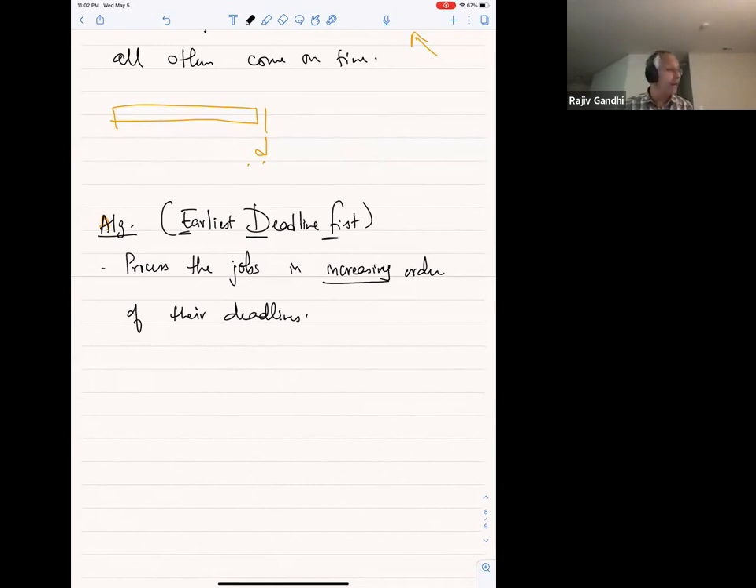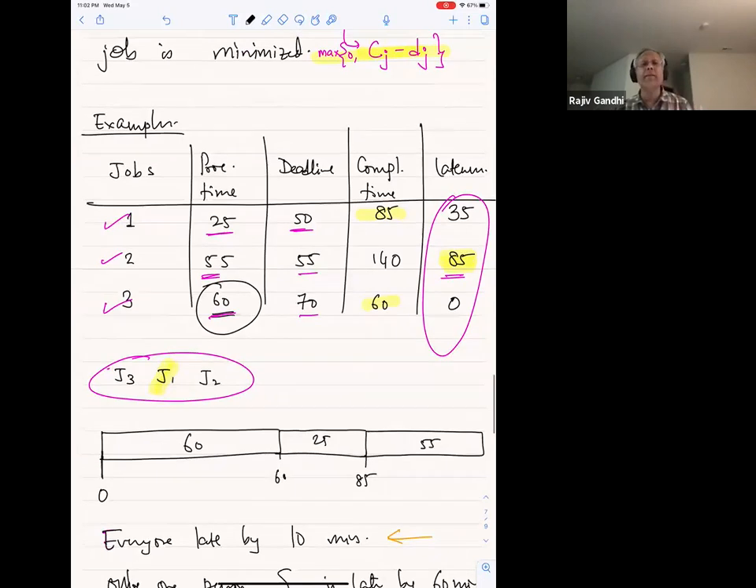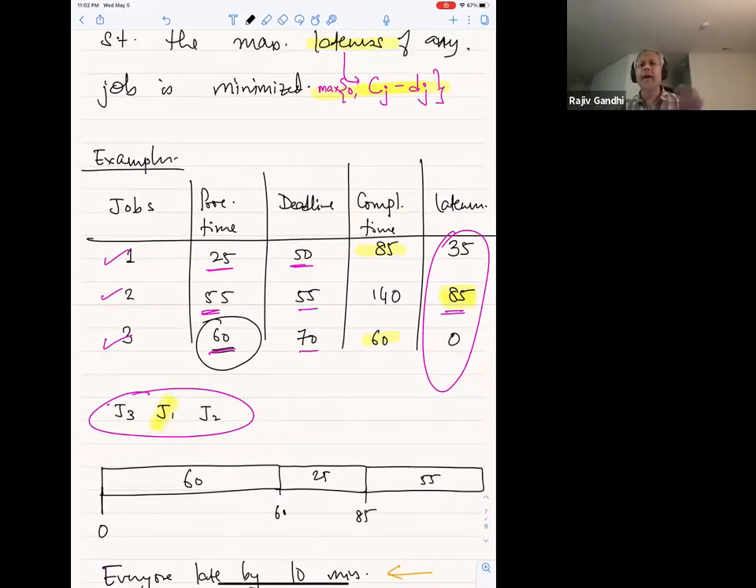Yeah. So again, in a way, if you think about it for a second, it seems a bit surprising saying, oh, I don't care about the processing time. I just look at the deadline, whichever is the first deadline, I'll do that. And in a way, that is how you do your homework. Right? If something is due tomorrow, you do that first, then something due a week later.